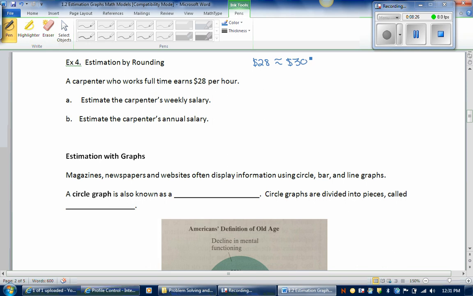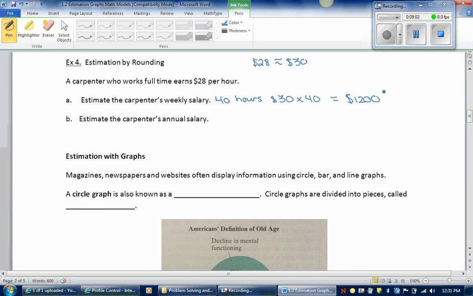Okay? So if we want to estimate the carpenter's weekly salary, we know that generally people work 40 hours per week. So we want to take our hourly salary of $30 per hour and multiply that by 40 hours. Okay? So 30 times 40, or 3 times 4, is going to give me 12, with 2 zeros, $1,200 a week.